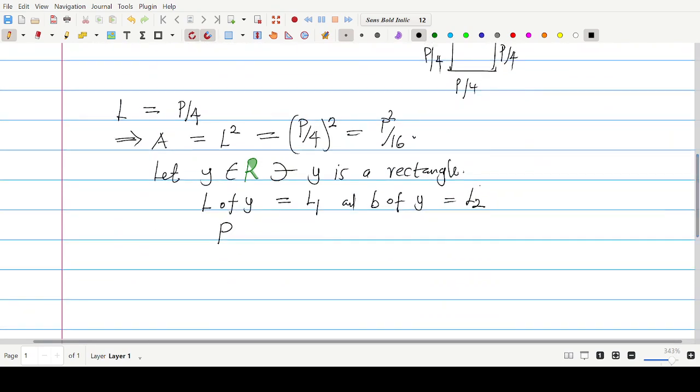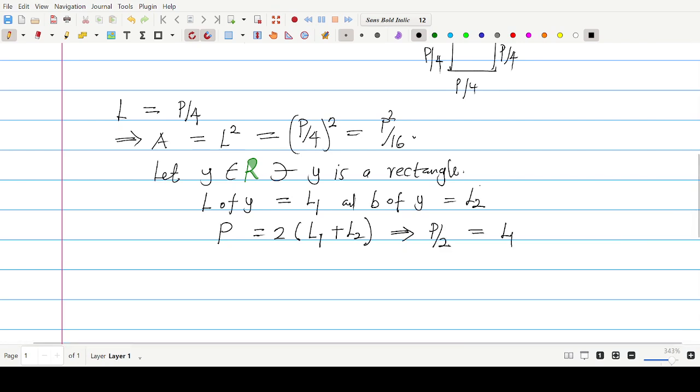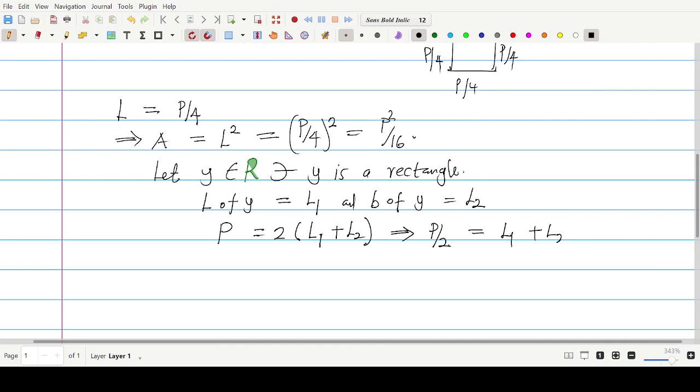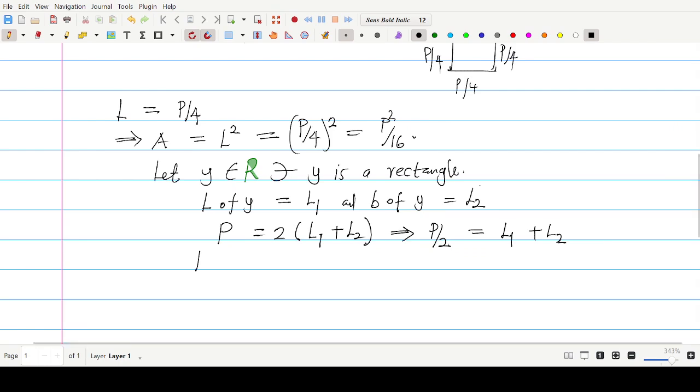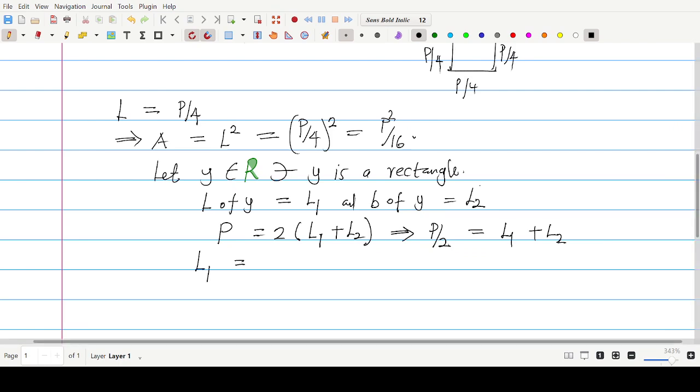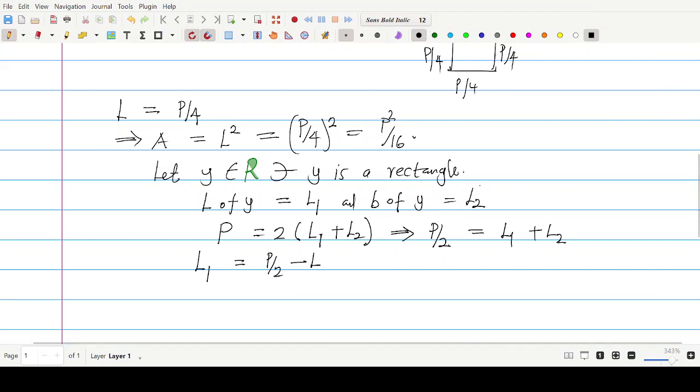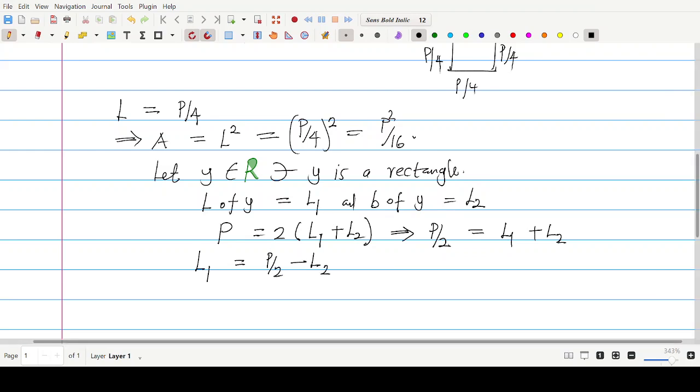Now the perimeter of a rectangle is equal to twice the sum of the length and the breadth, all right? We have this as a result. Now from this we have P over 2 equals L1 plus L2. Can you see that? All right. Now let's isolate L1. On isolation, we have L1 equals P over 2 minus L2. Can you see that? All right.